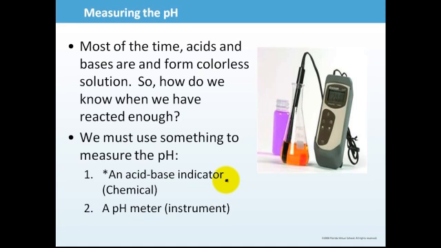Okay, so it's a qualitative method, definitely cheaper because we're only having to use a drop of it versus having to buy a pH meter. But of course the pH meter would be more precise because it is giving us an actual readout. So there's pros and cons to using both of these methods.